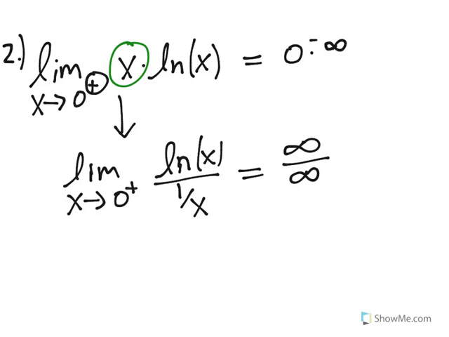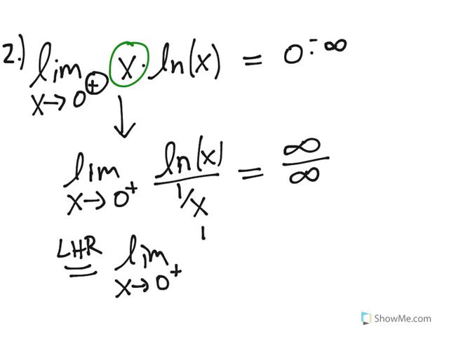So equals, there's my LHR saying I'm using L'Hopital's rule. So the limit as x goes to 0 from the right. Now take the derivative of the top and the derivative of the bottom. The derivative of the top is 1 over x. The bottom, another way to write the bottom is as x to the negative 1. So when I take the derivative of that, that's negative x to the negative 2, which is 1 over x squared.